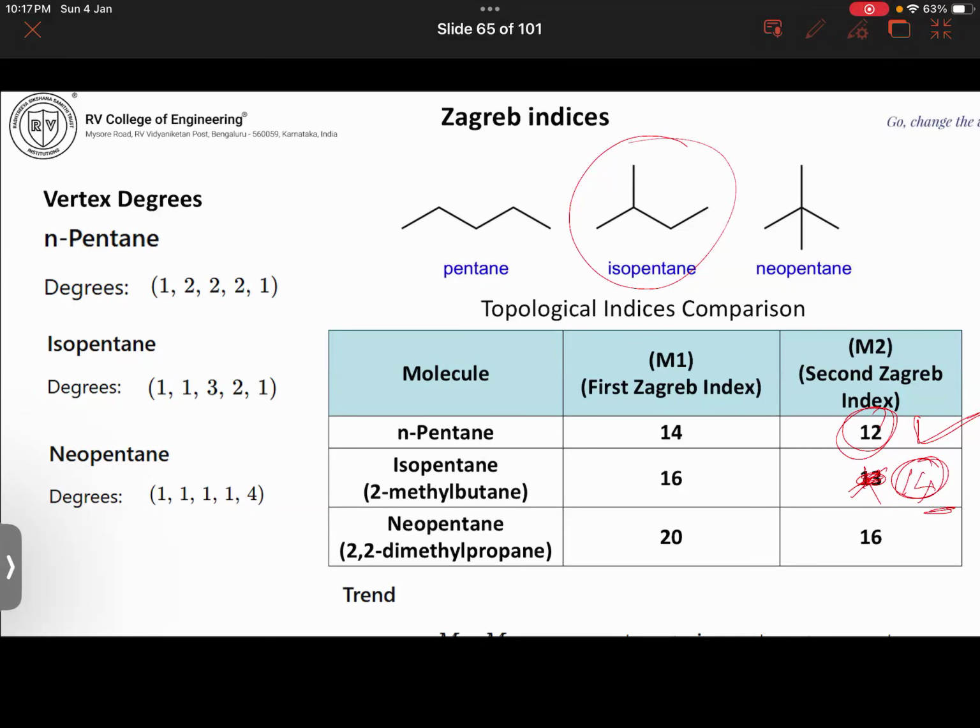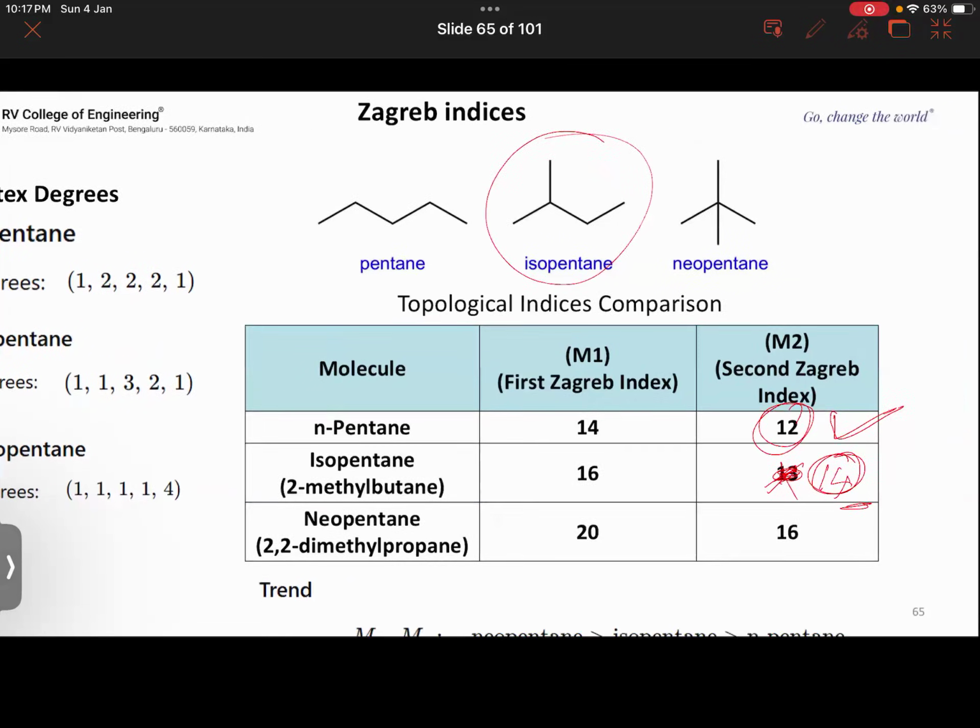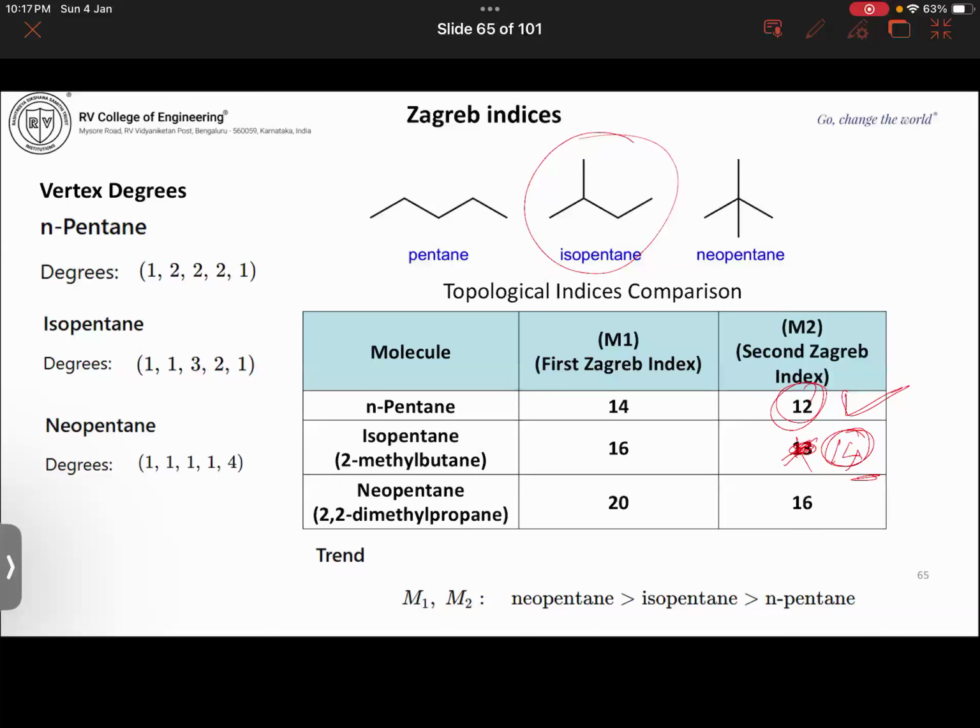So let me calculate M1 and M2 for neopentane. Okay. So this is 16 and this is 14. So this is the neopentane. Label this as vertex C1, C2, C3, C4 and C5, right? So this is how I should label.